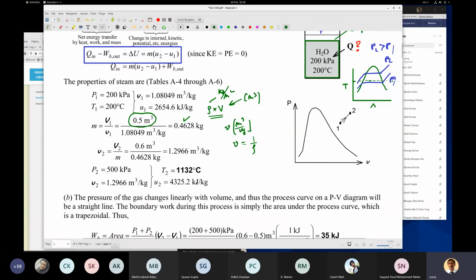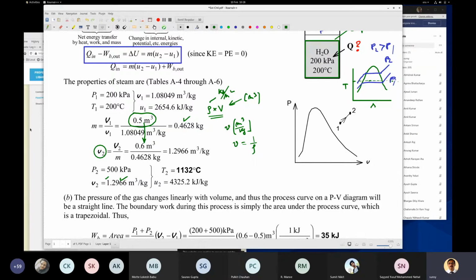Now for 500 kilopascal, and this is the specific volume now. The volume has increased from V1 to V2, 0.5 meter cube to 0.6 meter cube. That is the expansion that you have in the spring. So if you do that, this becomes the specific volume. So for this condition, 500 and this, what is the temperature?